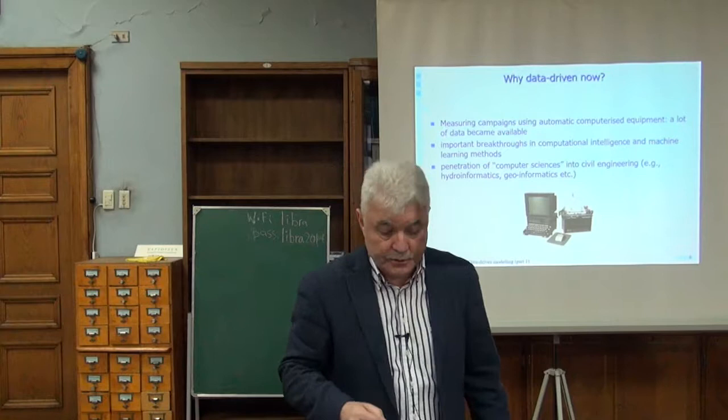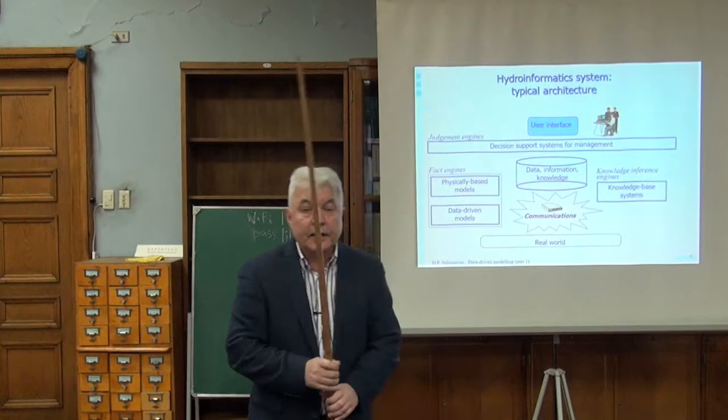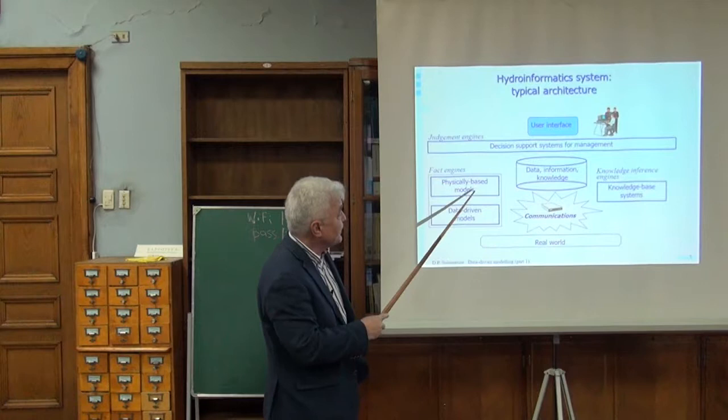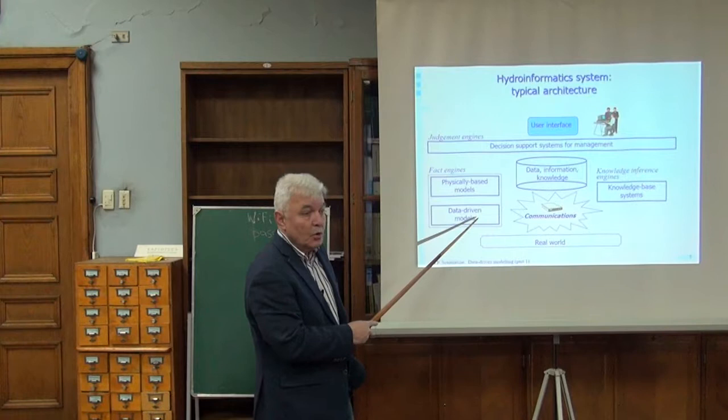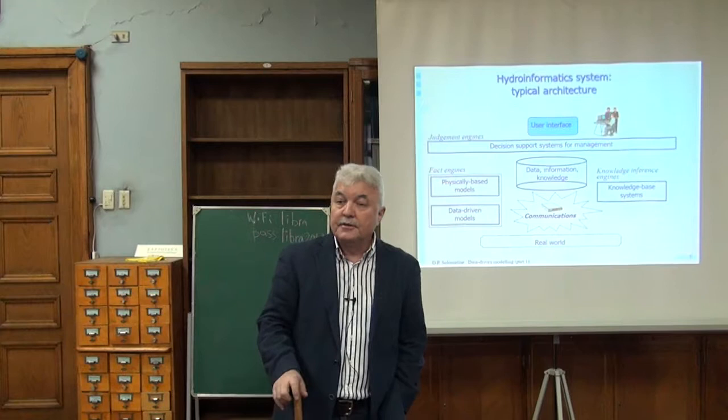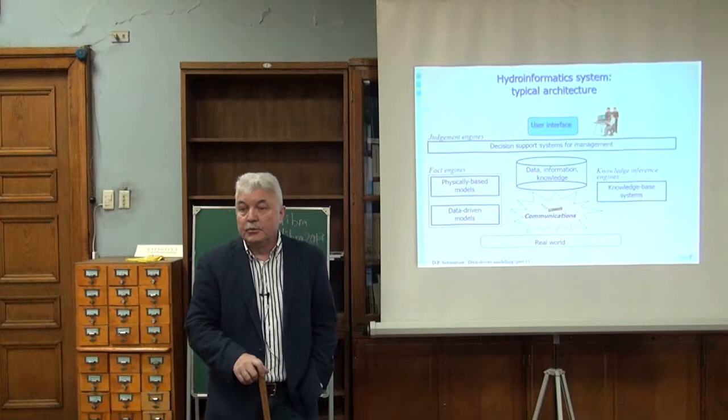So if we look at hydroinformatics systems, we traditionally use physically based systems that collect data. This system collects data about the real world. These are physically based models, which are the main type of models used, but more and more we're using data-driven models. For example, Verbund, this large Austrian company that builds hydropower dams, widely uses neural networks to predict inflows into the reservoirs. It's an example where neural networks are used practically every day.